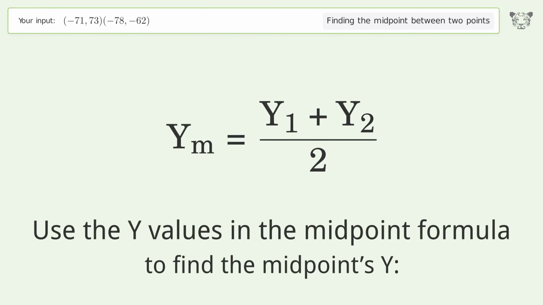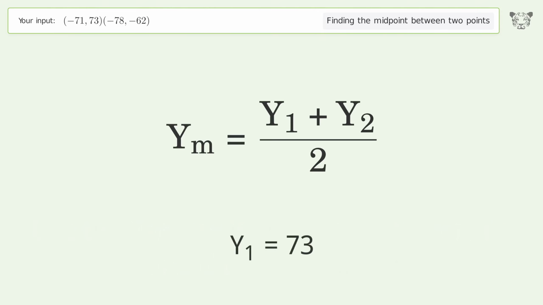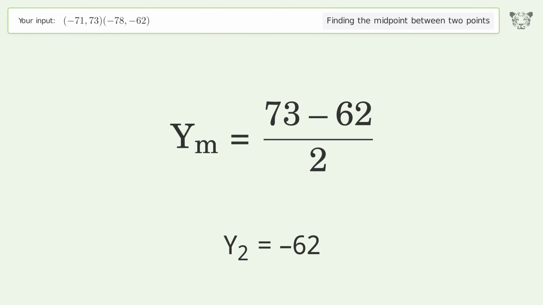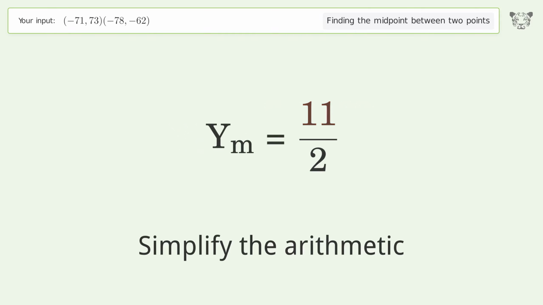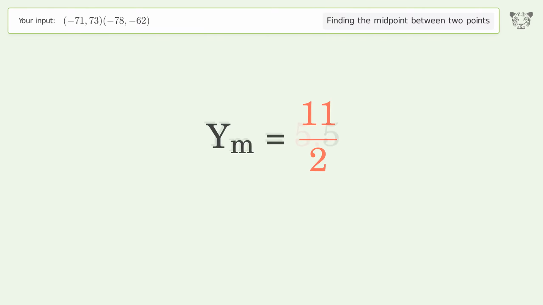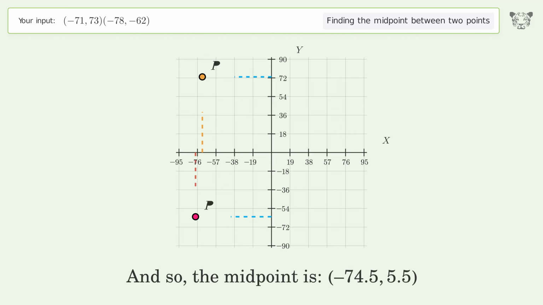Use the y values in the midpoint formula to find the midpoint's y. y1 equals 73. y2 equals negative 62. Simplify the arithmetic. And so, the midpoint is negative 74.5, 5.5.